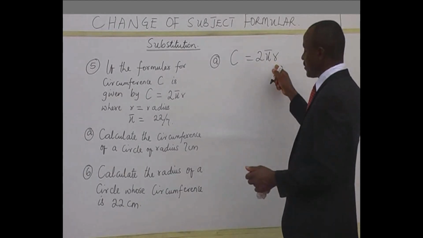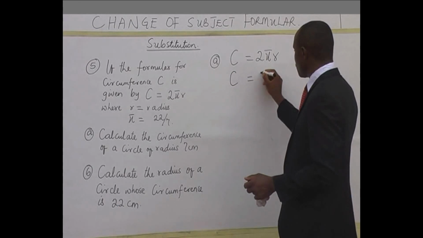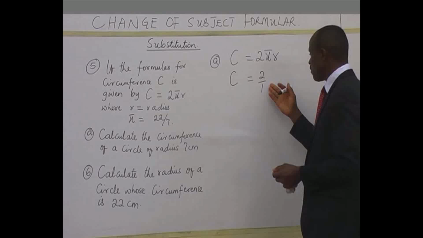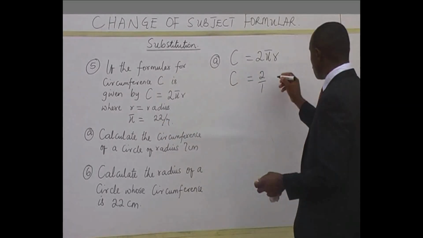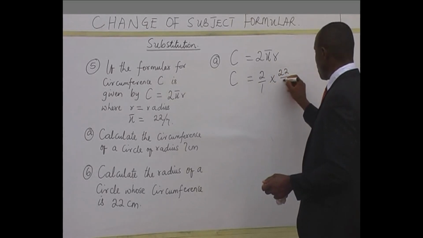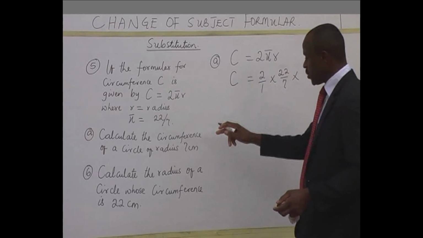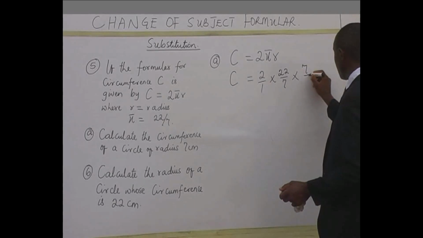Now our r has been given to be 7. So our C will be equal to 2 divided by 1. I want to write everything in fraction form. Pi has been given the value 22 over 7. So substitute pi with 22 all over 7. Then times r, which the equation gave us the value to be 7. So we have 7 all over 1.